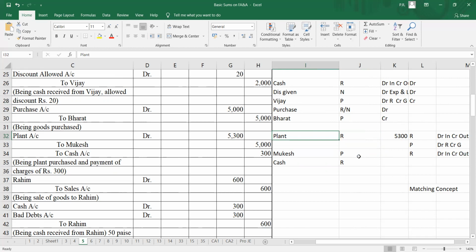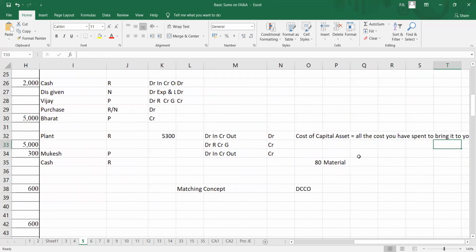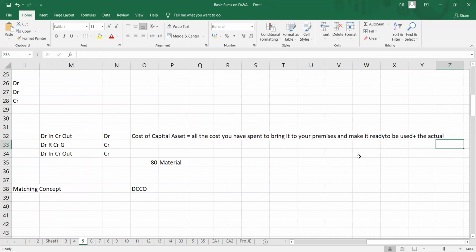So the rule is debit what comes in, plant is coming in. I'll say debit plant, plant would be debited. Okay, plant is over here, debited. What is the cost of the plant? Cost of the capital asset is given to you over here. Cost of the capital asset equals all the cost that you have spent to bring it to your premises and make it ready to be used plus the actual cost of the plant. I hope this is clear.